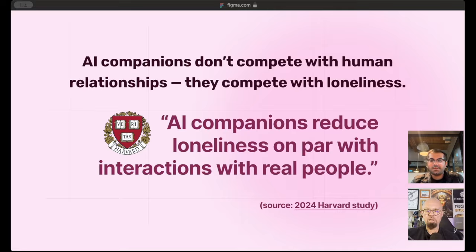Tell me a little bit. You must have an idea of who these people are and what they're saying to the chatbots. What is the content of the conversations like? What are they talking about?